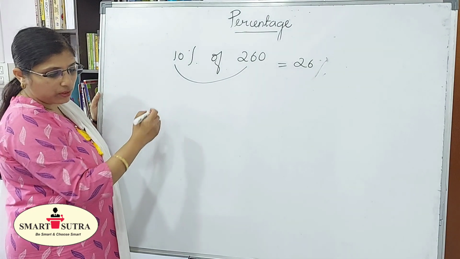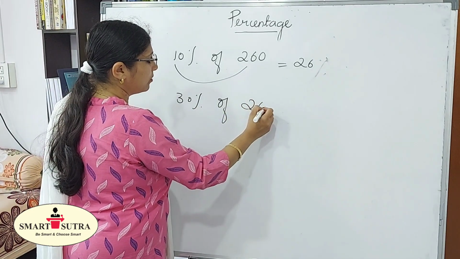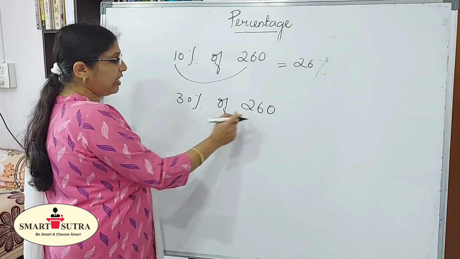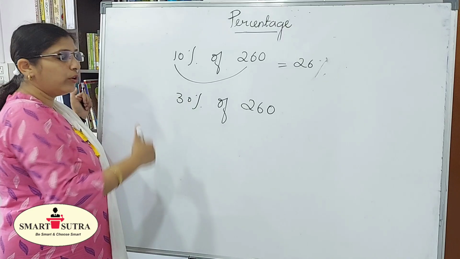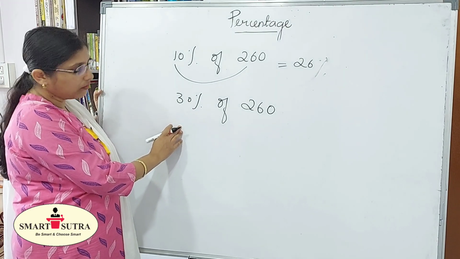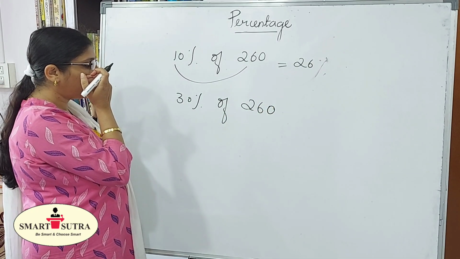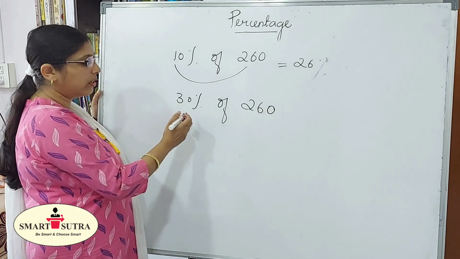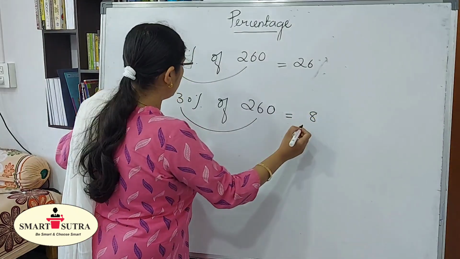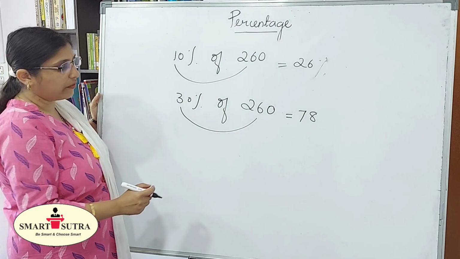But if the problem is 30% of 260, then what do we have to do? We have to multiply 3 into 26 and write the answer. Since there is a 0 here, it becomes easier for us to find it directly with the method we discussed earlier. That is 3 into 26, which is equal to 3 6s are 18, 3 2s are 6, 78. So 30% of 260 is 78.